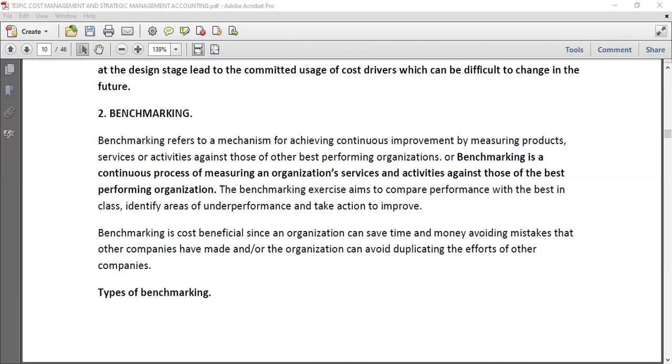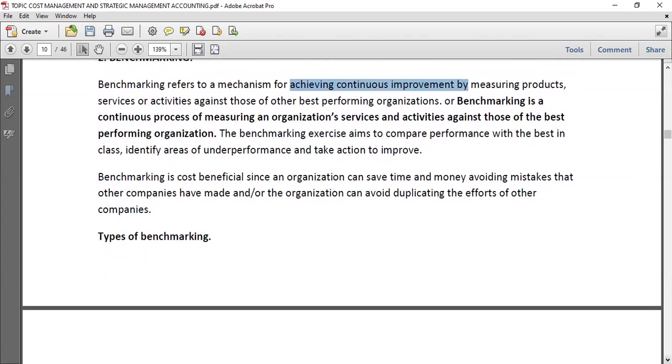Okay, so that is what benchmarking does for you. From the definition, it basically refers to a mechanism for achieving continuous improvement by measuring products or services against those of the best performing organizations. Okay, so as you can see, it's a continuous improvement process. Okay, it's basically continuous.